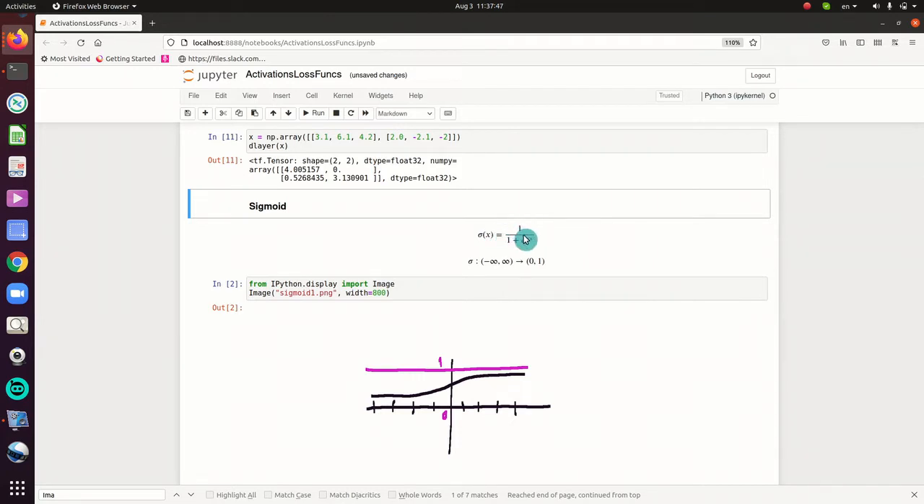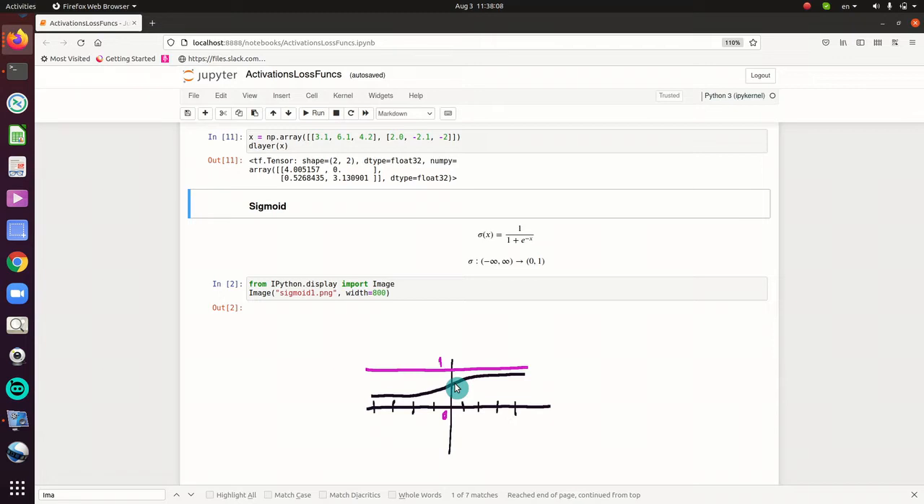Some properties: the domain is minus infinity to infinity, as you see on the graph, and the range is squashed to between 0 and 1. Sigma of 0 is just 0.5, and this is a monotonically increasing function. Also, this function is continuous and differentiable everywhere.